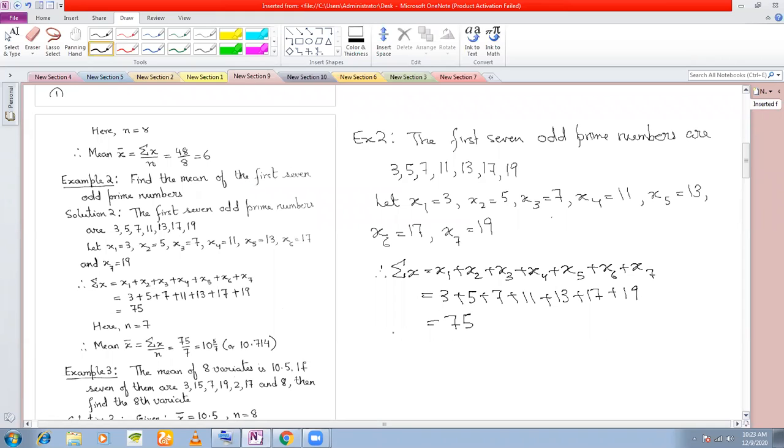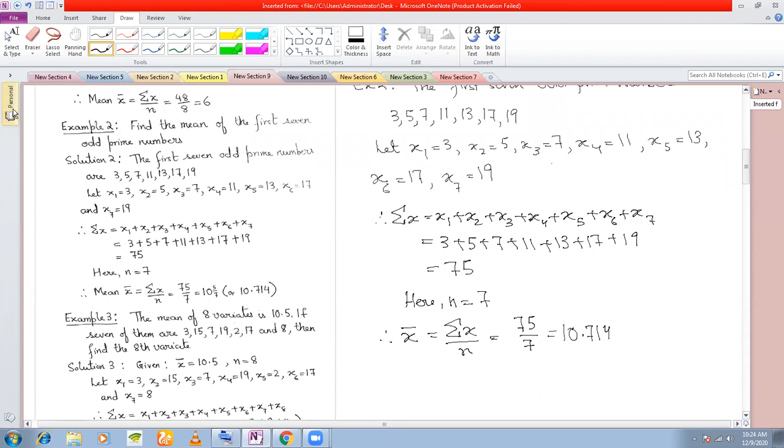So you've got the numerator. And you know what n is here? How many observations are we talking about? We're talking about 7 observations. So therefore, mean x bar is equal to summation x by n, which is 75 by 7, which is 10.714. Okay, we move on to the next problem here, which is example number 3.